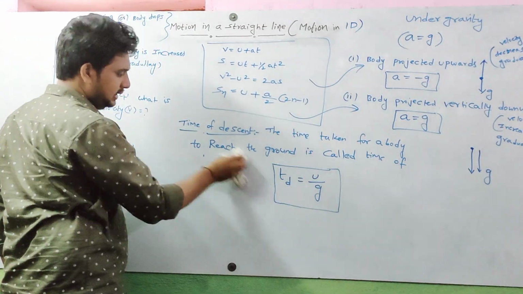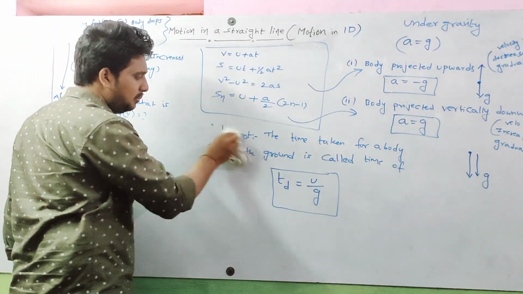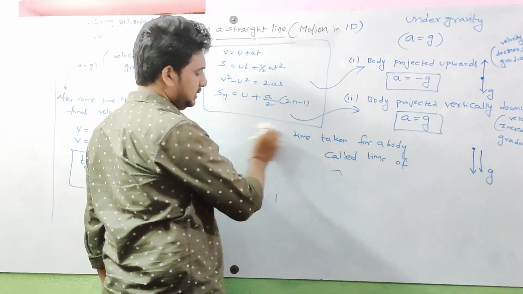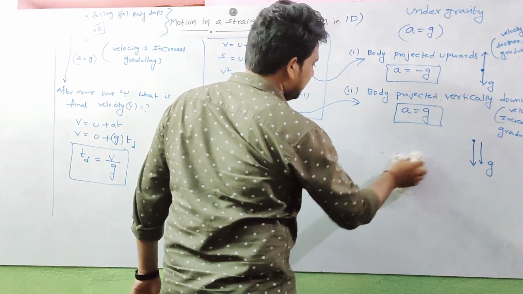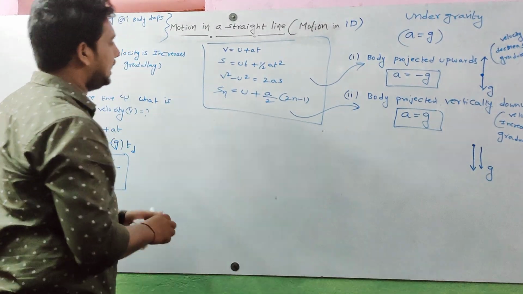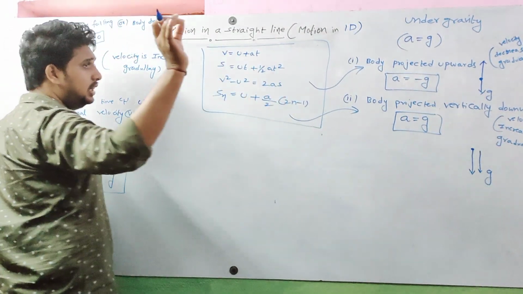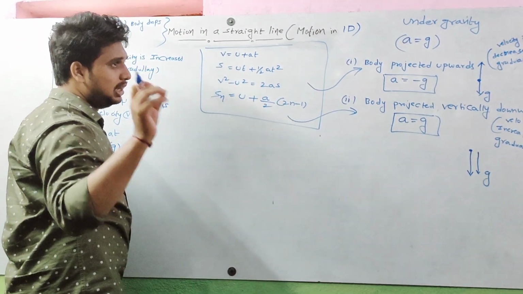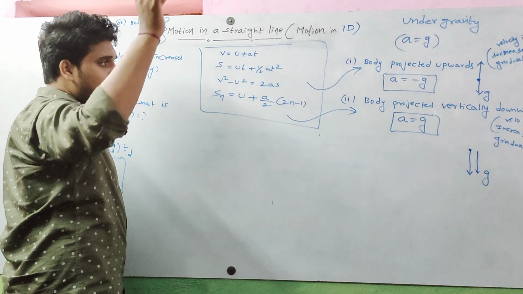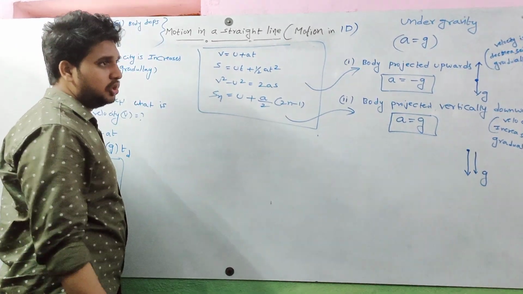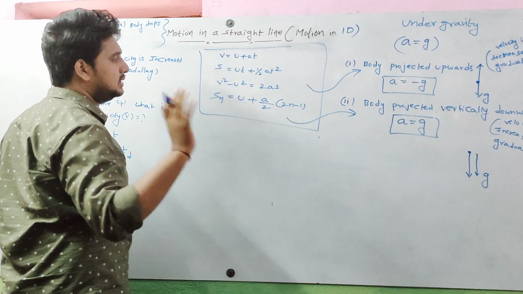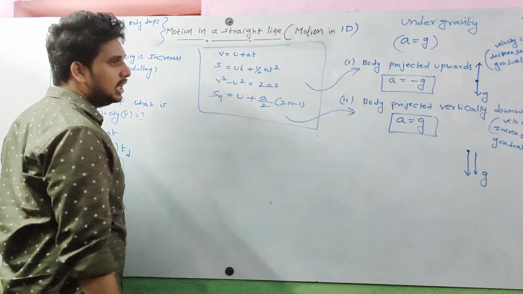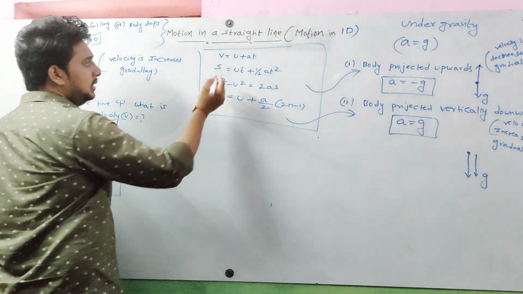Time of descent means time taken for a body to reach the ground. Next, let us consider the second equation. How will the second equation be? Very simple: body projected upwards means you should consider acceleration A is equal to minus G. Body projected vertically downwards means you consider A is equal to plus G. Replace in this equation A is equal to minus G, A is equal to plus G. We got the conditions. That is the main thing here.